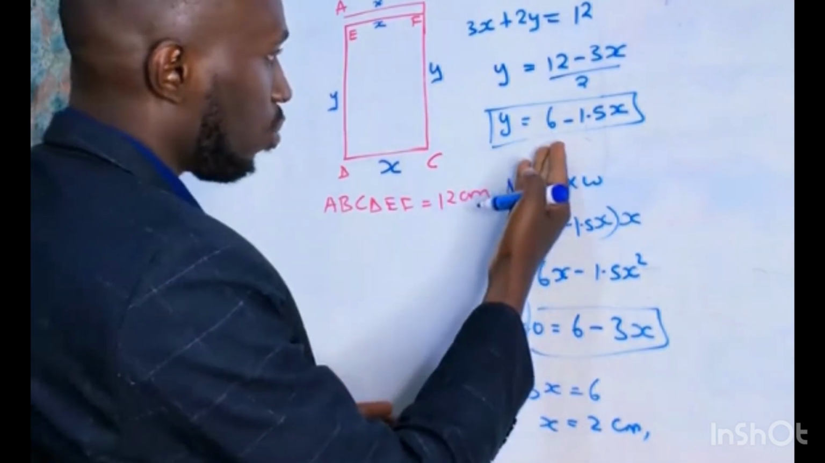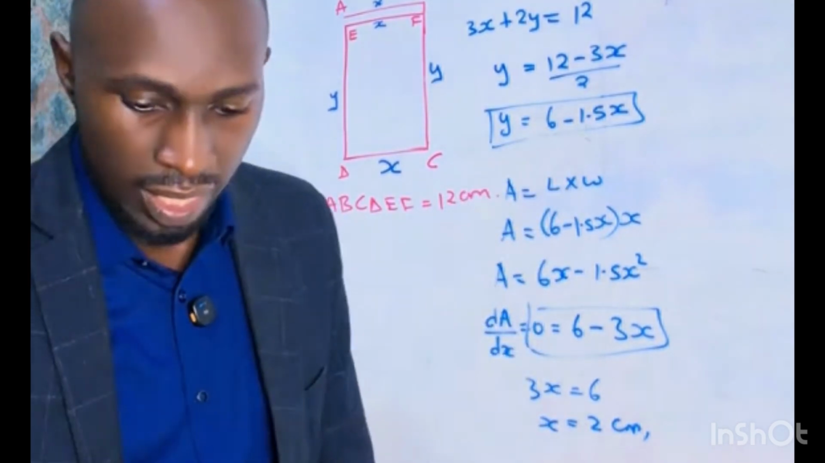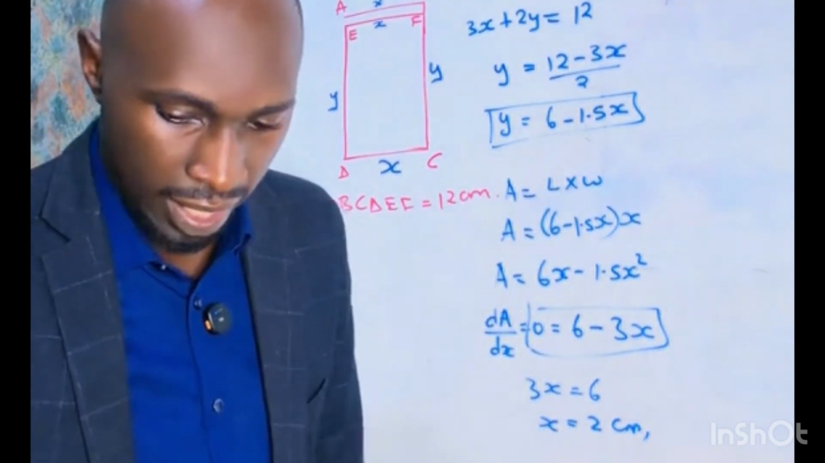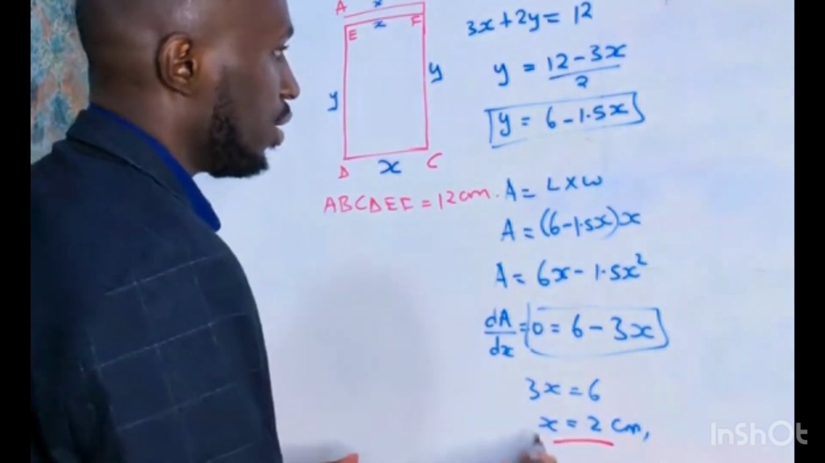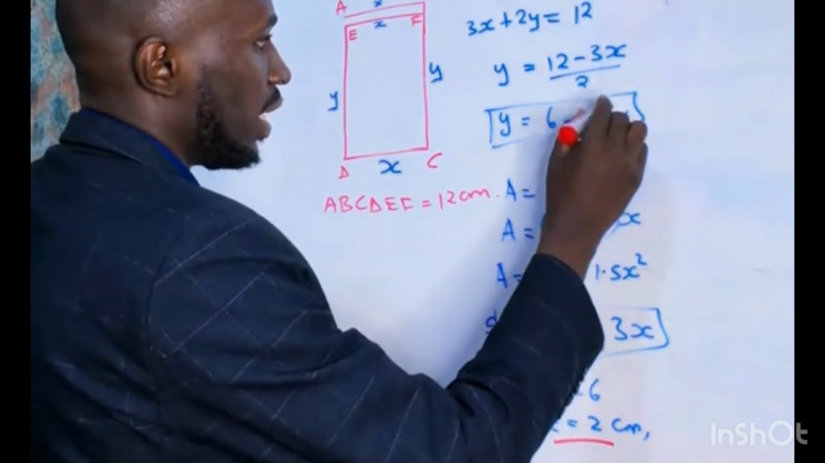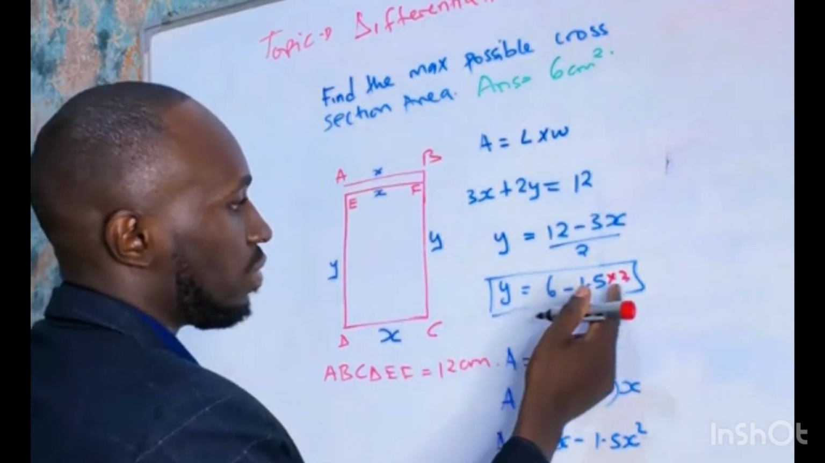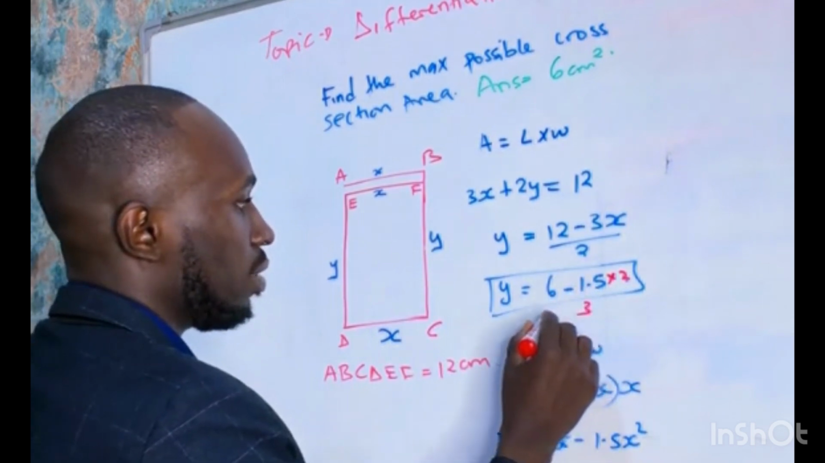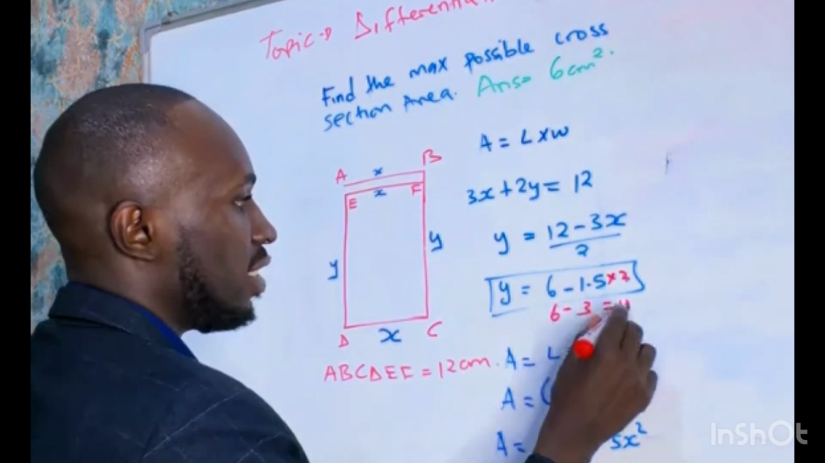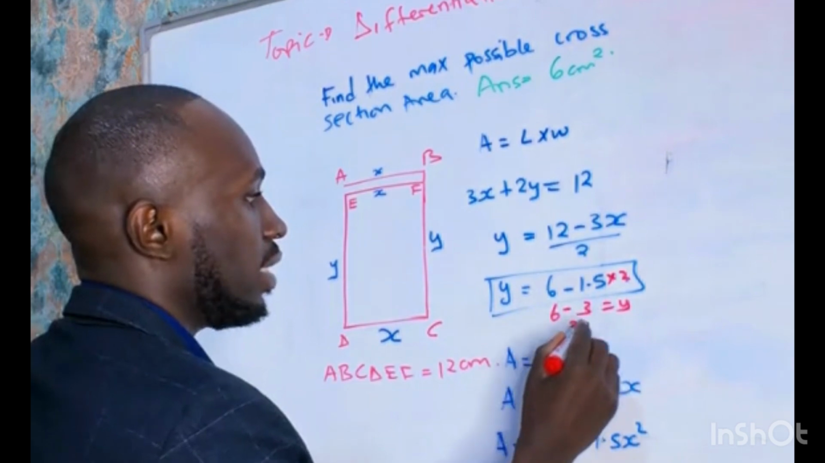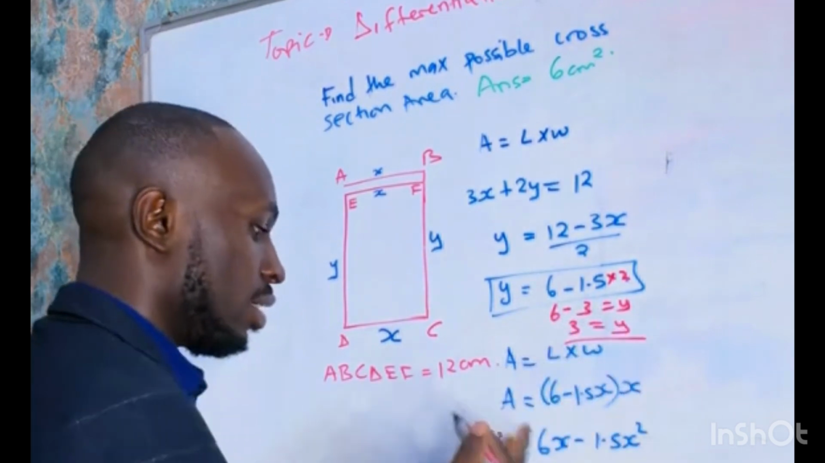And from this equation, we need to get y. Let's see what we have as y. If x is 2, we only have to put it here as 2. So 1.5 times 2 becomes 3. So 6 minus 3 is the y, and 6 minus 3 is 3. So y is 3 units.